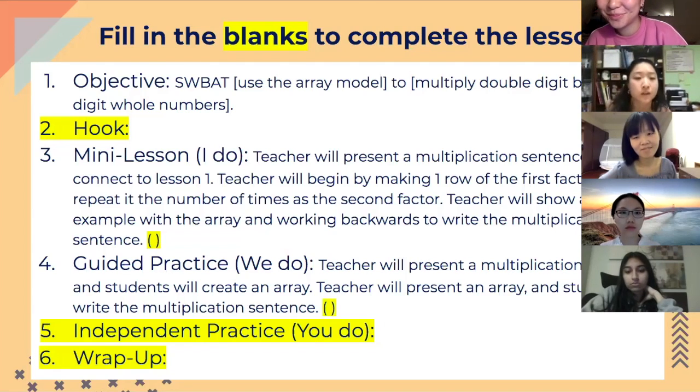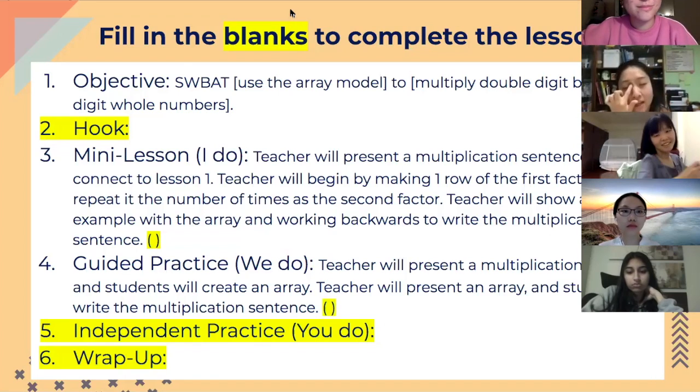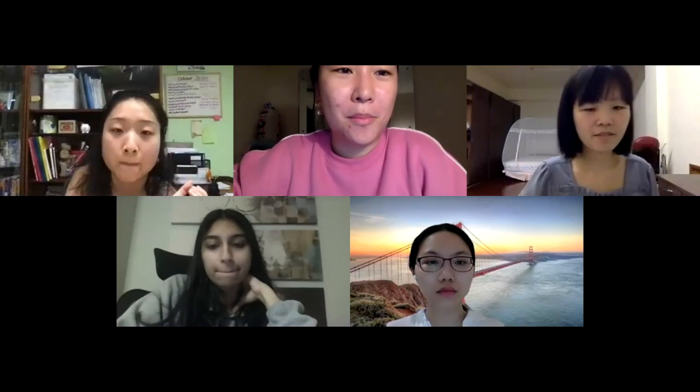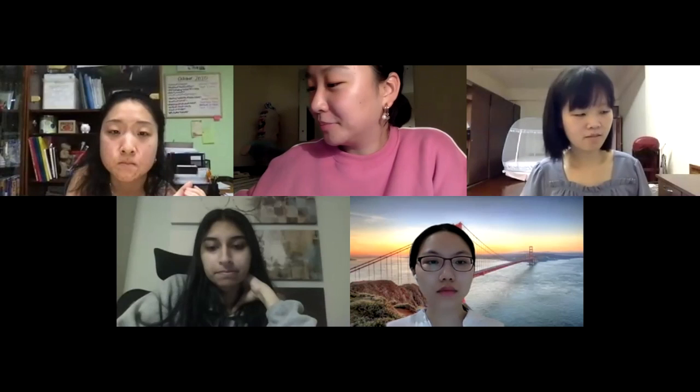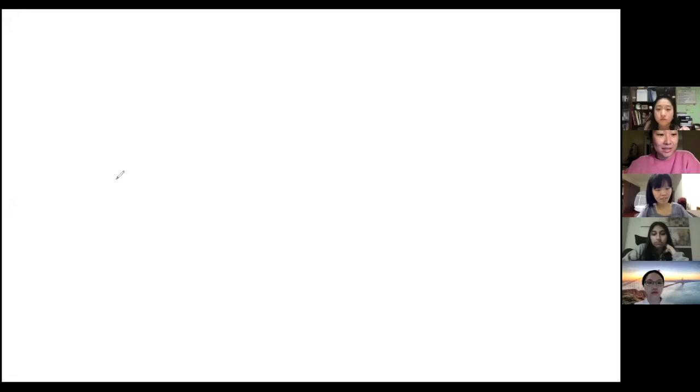Yeah, I'll explain what it is. An array model, just think of it as like a Connect Four board. Let me share. Okay, so I would give this example: 3 times 4 is equal to whatever.